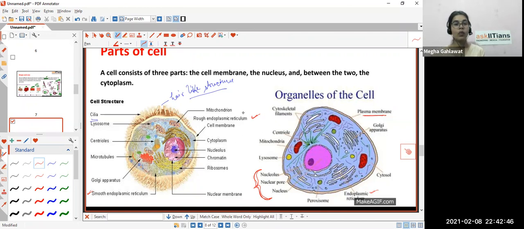And then we have the Golgi apparatus, which is right next to the nucleus. The Golgi apparatus is like the postman of the cell. Its major function is that it receives things and then sends them off to the required address in the cell itself. We'll be learning more about it.